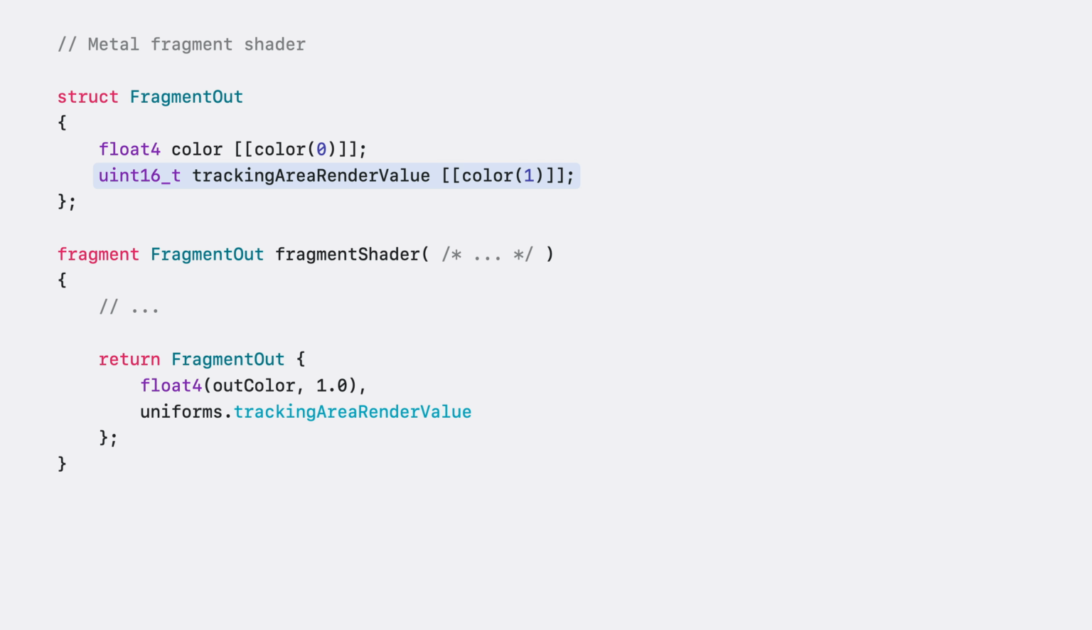Let's have a look at the shader code. The fragment shader output has a tracking area render value, mapped to the color attachment at index 1. I have set my tracking area's texture there. I have bound the render value to my uniforms struct, and I return it in the shader output, along with the color value. Now my app has interactive hover effects.